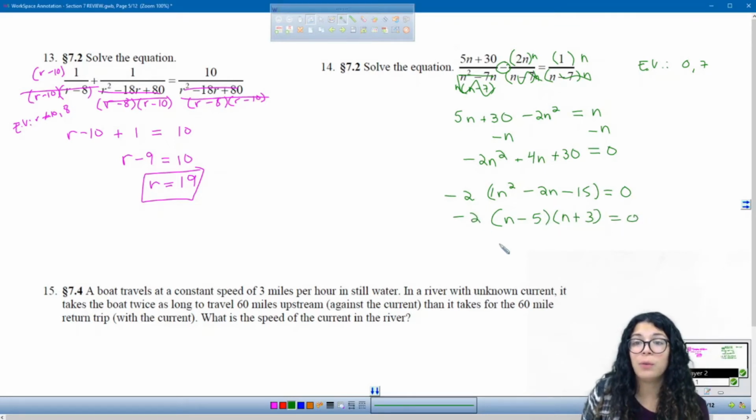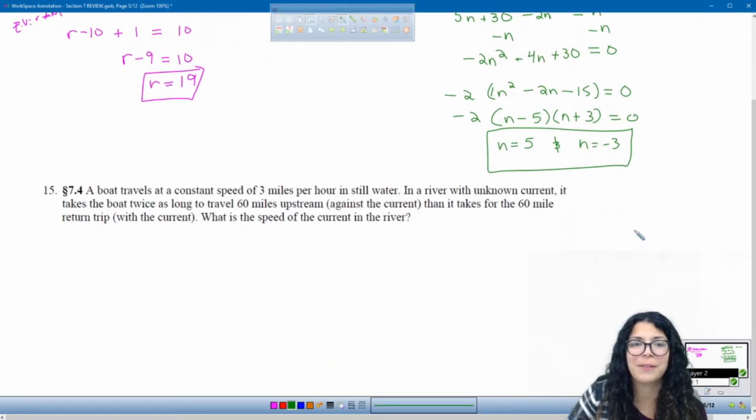So when we solve, we get two solutions, n equals 5 and n equals negative 3. Now those two could be valid or they both could be extraneous. Let's go ahead and check them. N equals 5 is not an excluded value. Negative 3 is not an excluded value. So both of these are valid solutions. All right, let's move on to number 15.